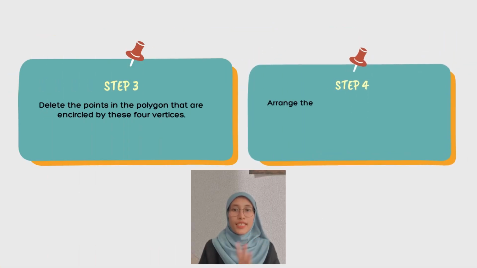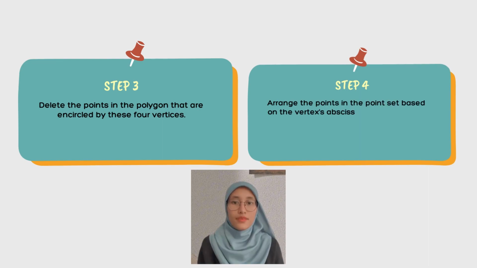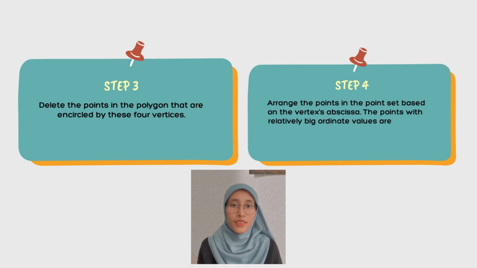Step 3. Delete the points in the polygon that are encircled by these 4 vertices. Step 4. Arrange the points in the point set based on the vertex abscissas. The points with relatively big ordinate values are chosen and kept, while the points with relatively small ordinate values are eliminated.